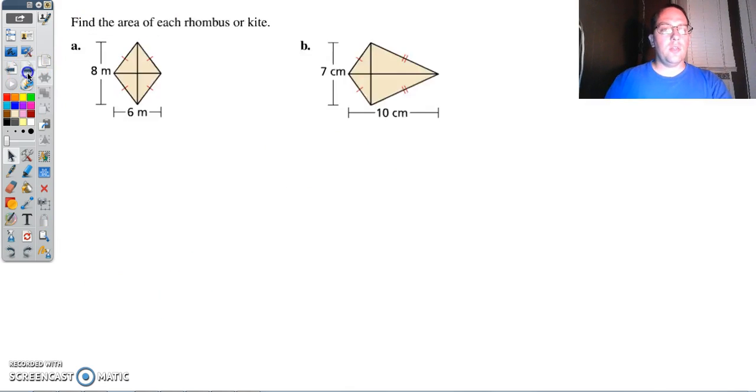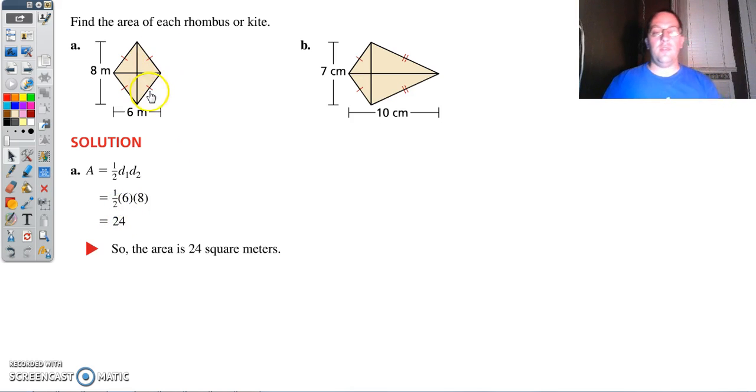Let's take a look at a couple of examples. Find the area of each rhombus or kite. Here we have a rhombus, and here we've got a kite. The area is 1/2 the product of the diagonals. So 1/2 times 6 times 8. Half of 6 is 3, and 3 times 8 is 24. So the area of this rhombus is 24 square meters.